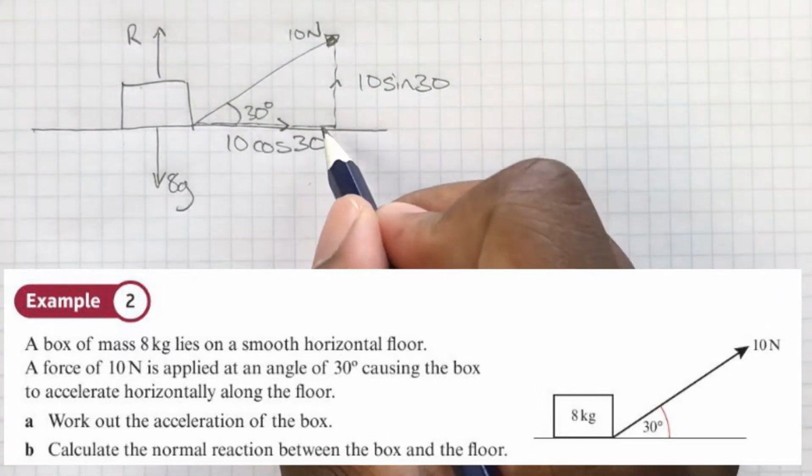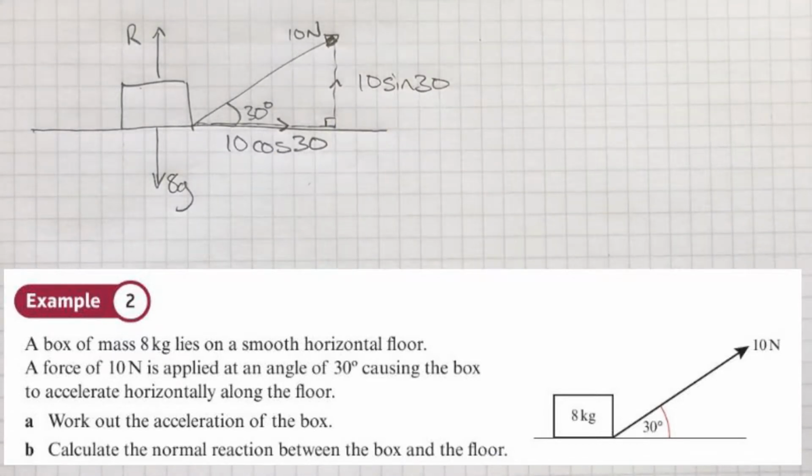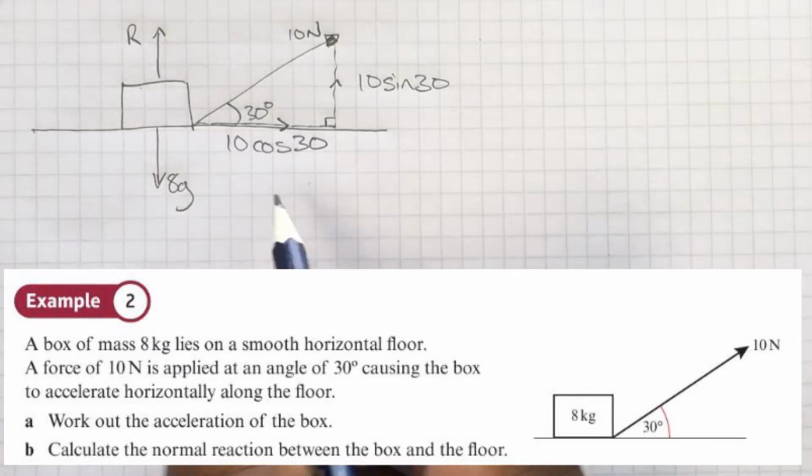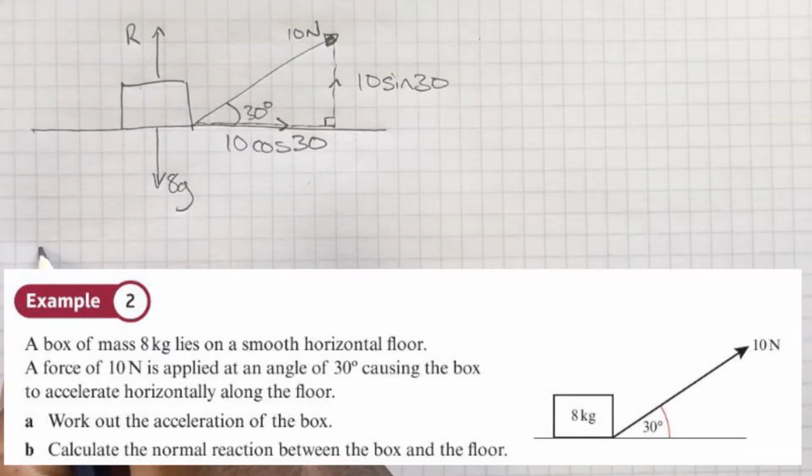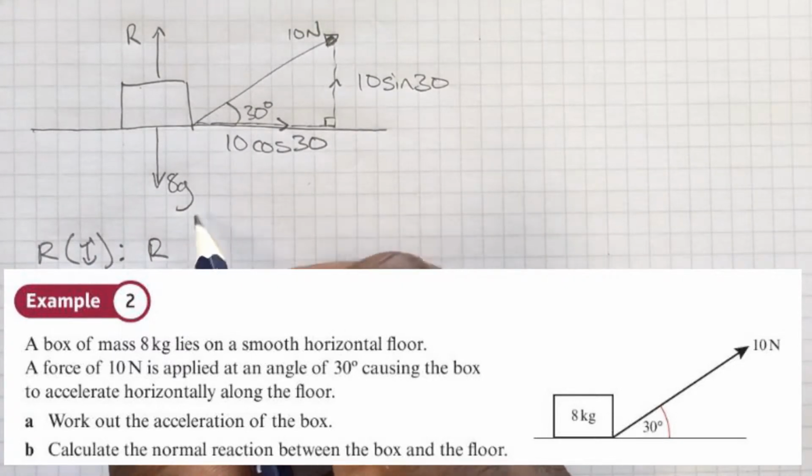Okay, and I'm just going to annotate in the actual magnitude of these components, 10 sine 30 and 10 cosine 30. So using that quick trick we spoke about before, the opposite will always be a sine function and the adjacent will always be a cosine function. My diagram's complete. I can go ahead and resolve vertically.